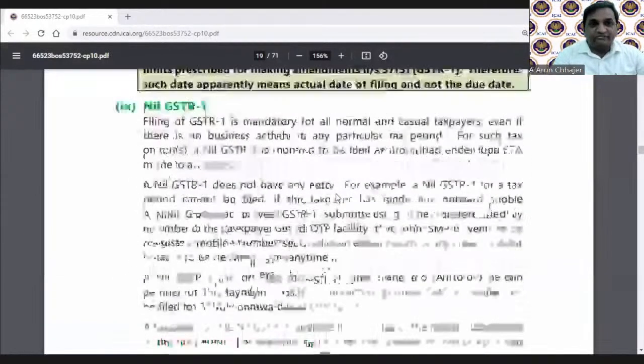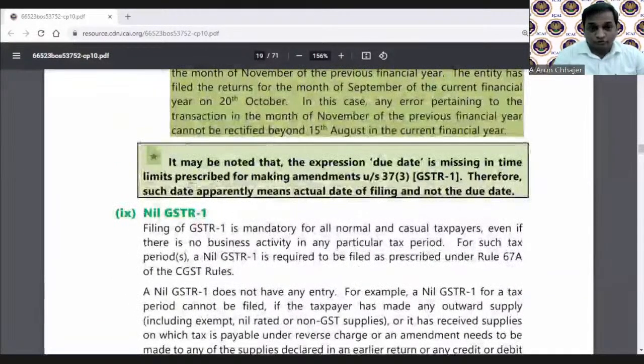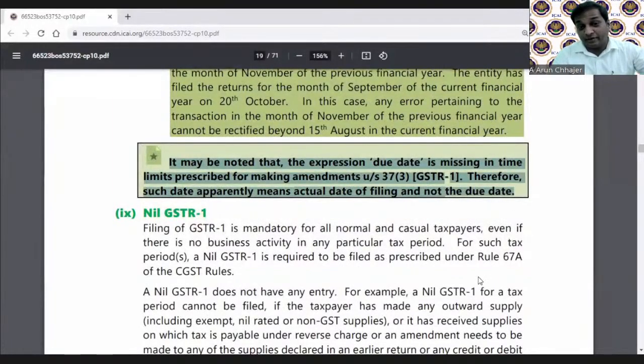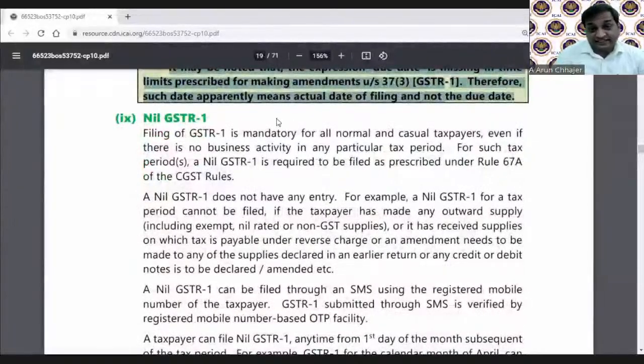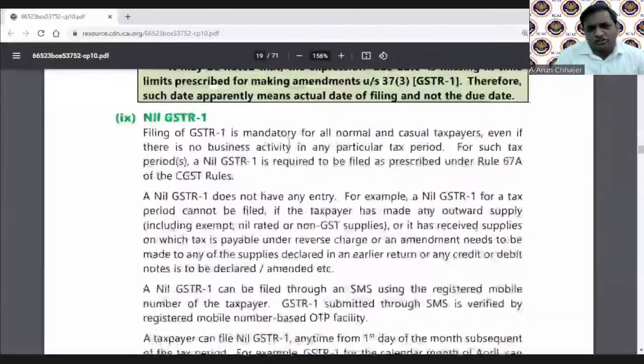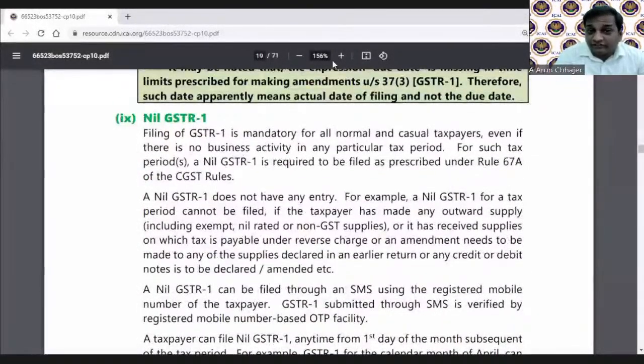Moving further, it is also highlighted, it may be noted that the expression due date is missing in the time limit prescribed in 37.3. Yes, this can also be one of the questions, a short question. Can we file a nil GSTR1? If yes, then what is the possible mode?